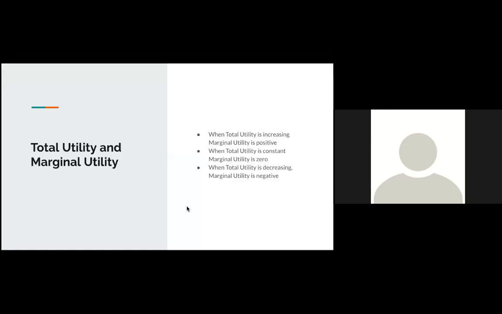So there's a relationship between total utility and marginal utility that I suggested earlier on. And these are some extra facts to know. When total utility is increasing, that means as you consume more of a good, your utility continues to increase, then your marginal utility will be positive. When your total utility is constant, meaning as you consume more of the good, your utility isn't increasing, then your marginal utility will be 0. And then finally, when your total utility is decreasing as you consume more of a good, then your marginal utility will be negative.